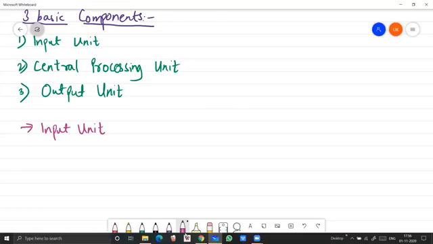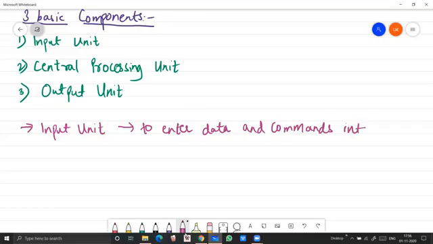So input unit is what, students? It is basically to enter data and commands into a computer. We can say it is used to give instructions. Data can be in any form, like numbers, words, actions, commands, etc. The main function of the input unit is to direct commands and data into computers, and it uses the CPU to process the data.